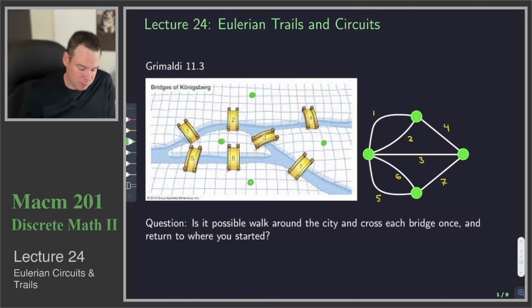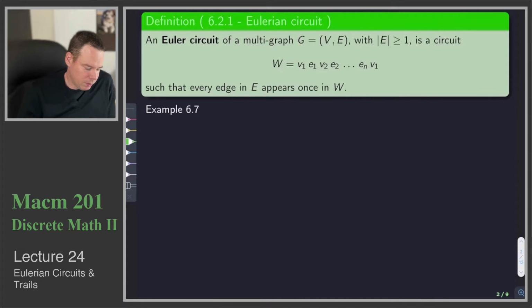And so the question really is can I find a walk around this graph that starts at a vertex, ends at a vertex, and doesn't use any edge more than once, but because I want to cross every bridge, it needs to use every edge exactly once. That's going to be the main problem we're going to be looking at in this lecture. So let's have a look at a definition.